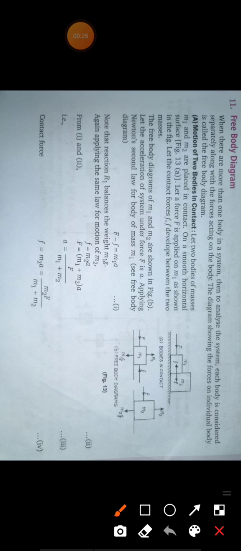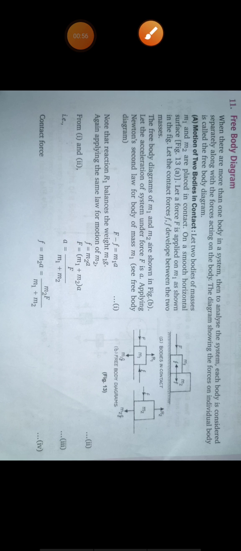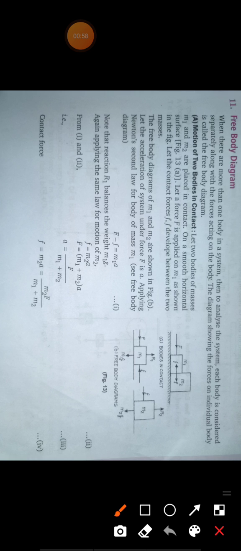And we have applied an external force F. Now if you apply an external force, that means ultimately these two bodies, they will move in which direction? They will move in this direction, the positive x direction. That means they will have some acceleration in the positive x direction. Correct? They will move means they will have some acceleration in this direction. Now we have to calculate its acceleration and contact forces.